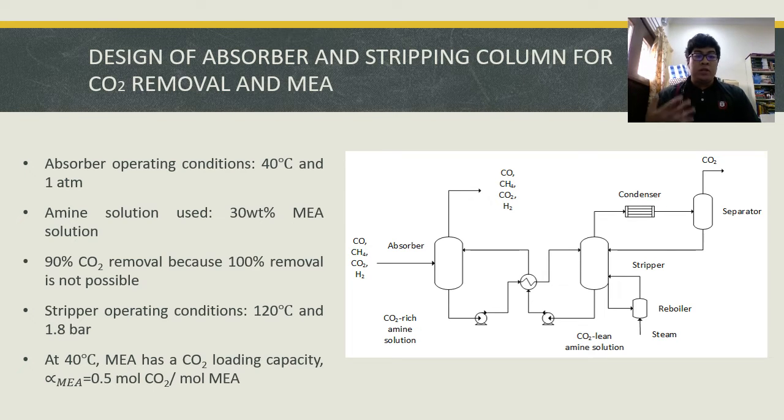So it is stated here our operating conditions for the absorber are 40 degrees Celsius and 1 atm. And the amine solution we use is a 30 weight percentage of MEA solution. Now we want to have a 90% CO2 removal to ensure that the adsorption process has no issues, and we chose 90% because it is a logical number, and because 100% removal is not possible. Now the stripper operates at 120 degrees Celsius and 1.8 bars of pressure. Now, our amine solution MEA at 40 degrees Celsius has a CO2 loading capacity of 0.5 mole CO2 over mole MEA.